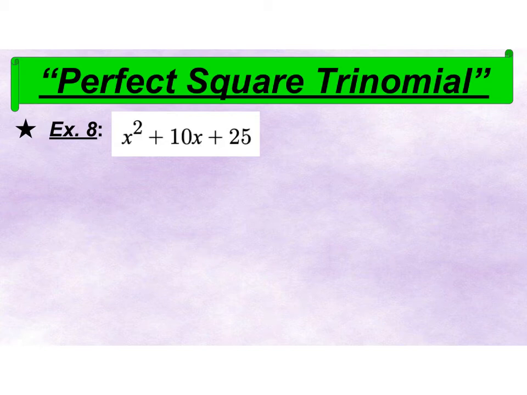Let's take a look here. It is a trinomial. The first is a perfect square. The last is a perfect square. So we're looking at the square root of the first is x. The square root of the last is 5. And we want to think about how we get that 10. Well, if I were to multiply it by 2, that would give me 10. We're going to see if that works in the next one.